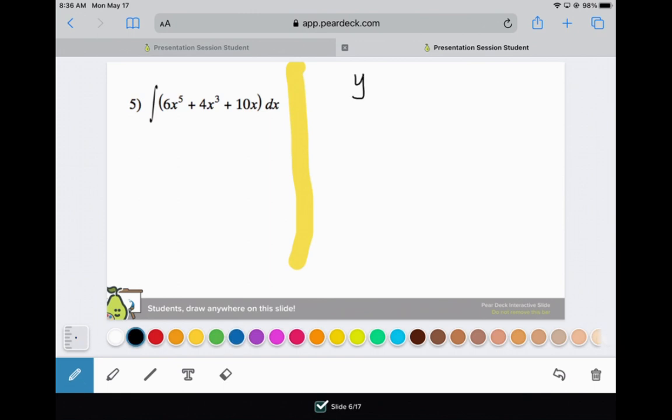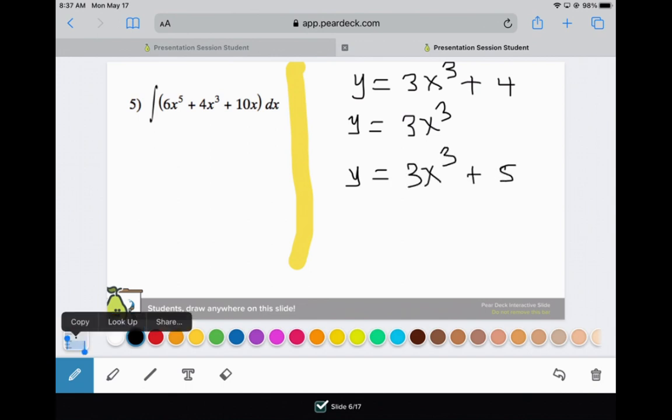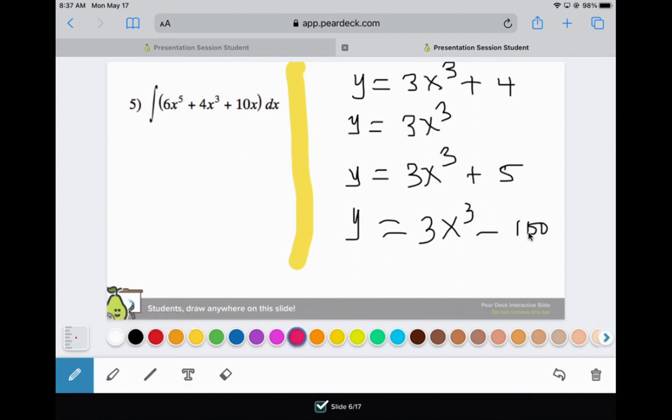For example, if I have this function, y equals 3x to the third plus 4, y equals 3x to the third, y equals 3x to the third plus 5, y equals 3x to the third minus 100. Think about these 4 different functions. If I take the derivative, it's going to be y prime, right? The 3 brings over, so 9x squared. The 4 is going to disappear. So that's what I have for the first function.